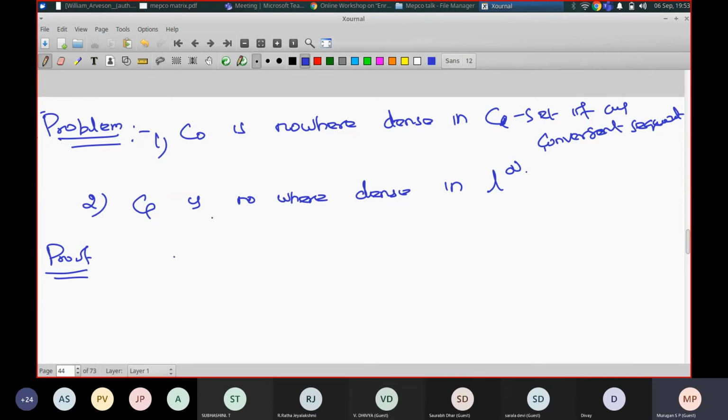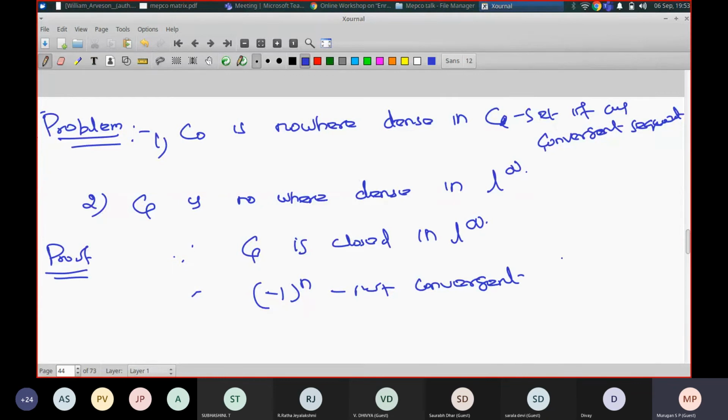Also, you can easily see that c is nowhere dense in L infinity, because the set of all convergent sequences is also a Banach space. Therefore it is closed in L infinity, and it is also proper, right? Maybe you can consider the sequence (-1)^n. This is a bounded sequence, but it is not convergent, right? Therefore, it is a proper closed subspace of L infinity. Again, by the previous problem, the set of all convergent sequences is nowhere dense in L infinity.